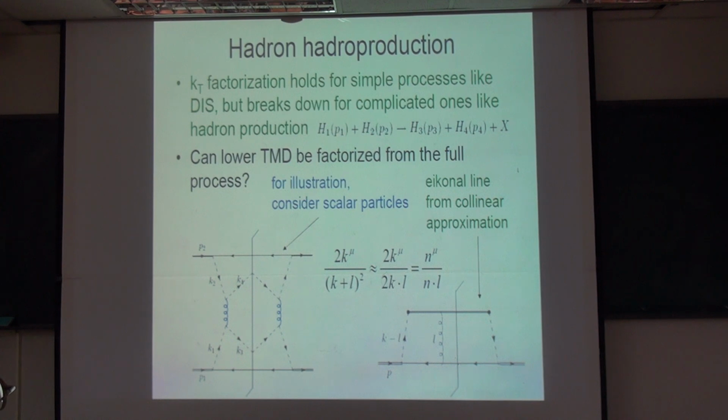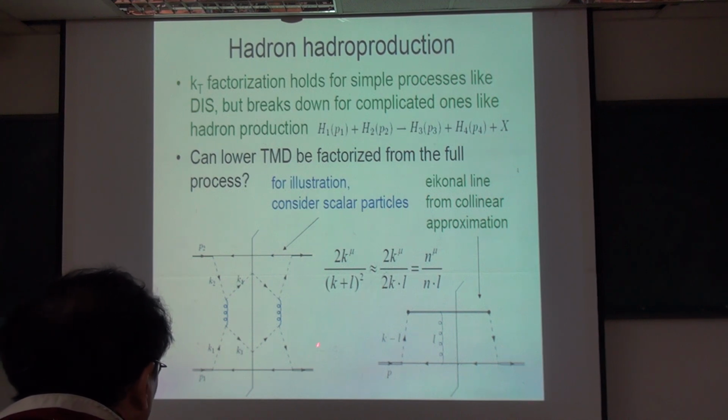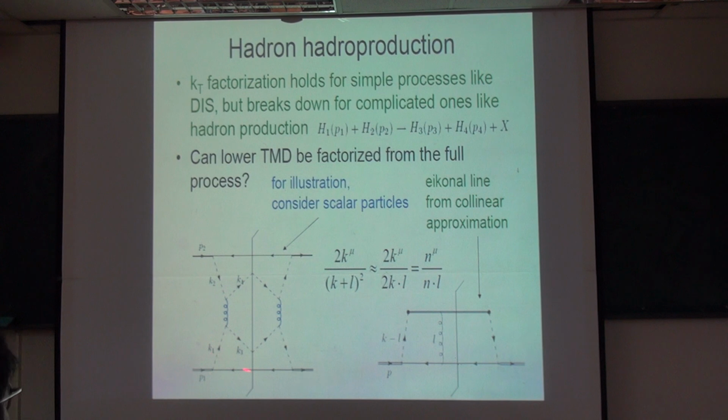To prove the KT factorization, you need to factorize this TMD, the transverse momentum dependent distribution function, out of this scattering process. For example, we want to factorize the TMD for P1. This parton on the right hand side is represented by this parton line here. Then this is the Wilson line. The Wilson line is described by this eikonal propagator. N is the Wilson line direction. So the question is whether we can factorize this TMD out of this scattering process.